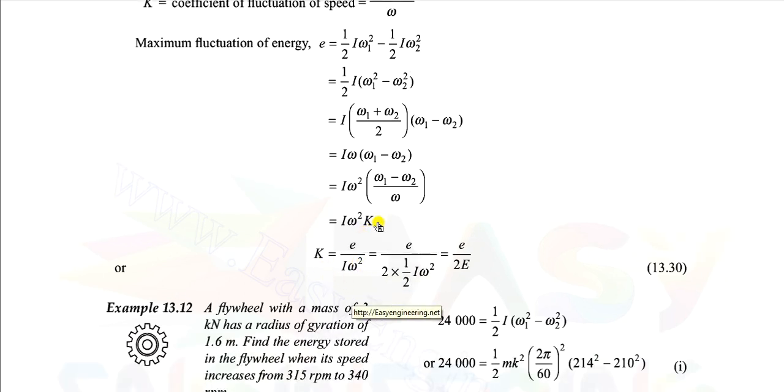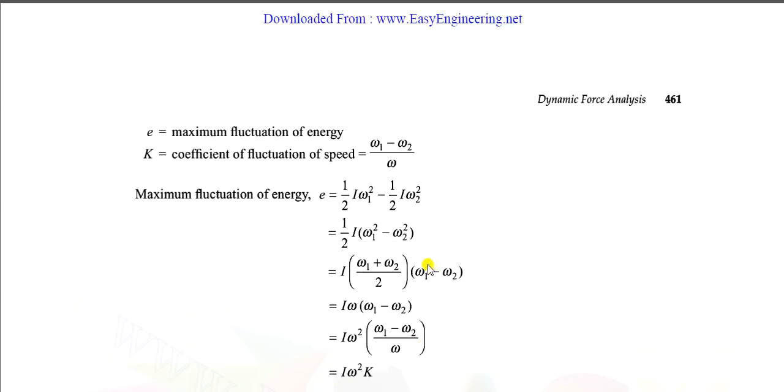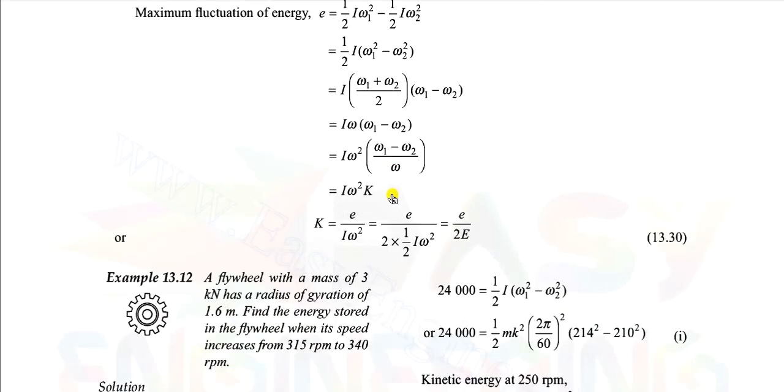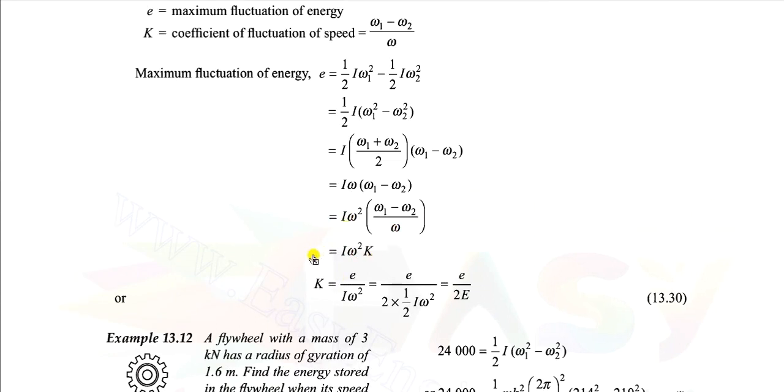Okay, so what we want to calculate is here. For example, if you want to calculate Cs, it will be E by I omega square. If you multiply and divide this I omega square by 2, he is just trying to change it into E by 2E, because E is your mean energy, the kinetic energy of the flywheel at mean speed. So this equation is very important.